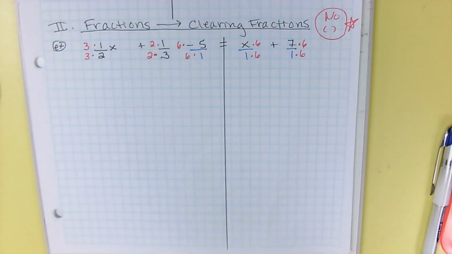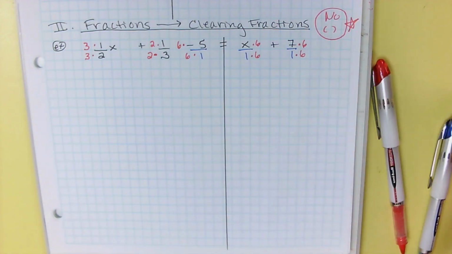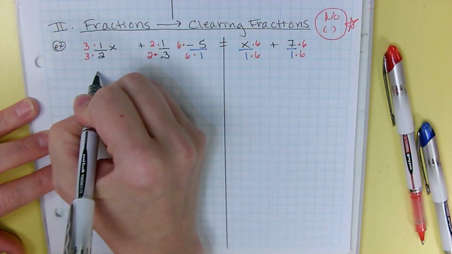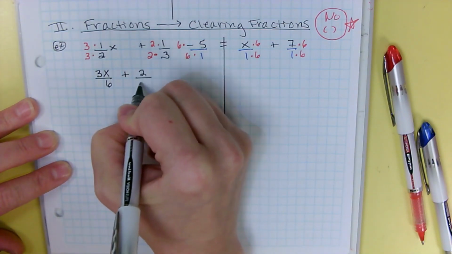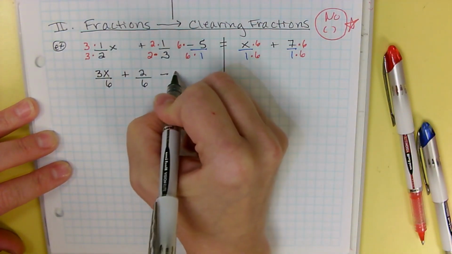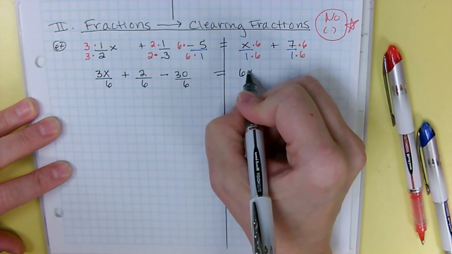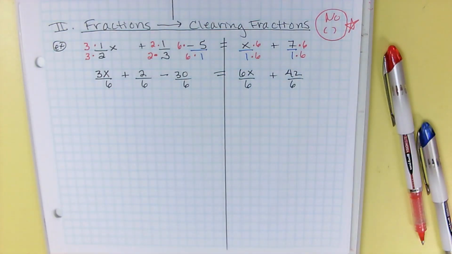Now, the disadvantage of clearing fractions is sometimes your numbers get bigger. But most of you would rather do bigger whole numbers than fractions, so it works out. Okay, what have we got? I have 3x over 6 plus 2 over 6 minus 30 over 6 equals 6x over 6 plus 42 over 6. And like I told you, some of the numbers do get slightly larger when you do this. Slightly.